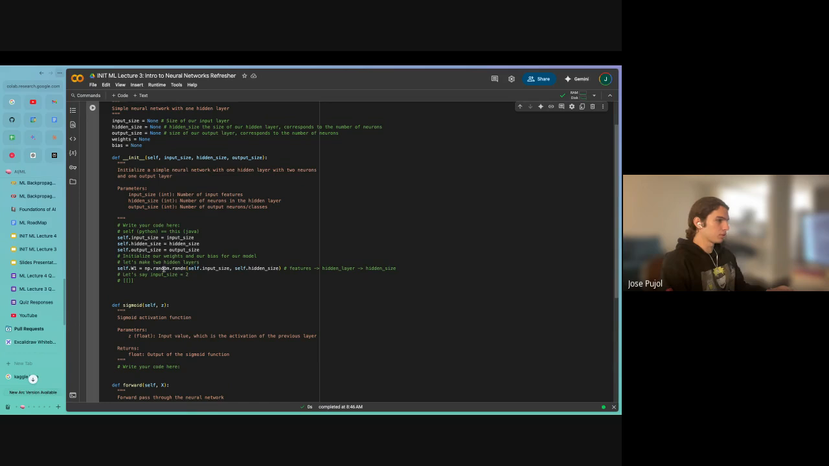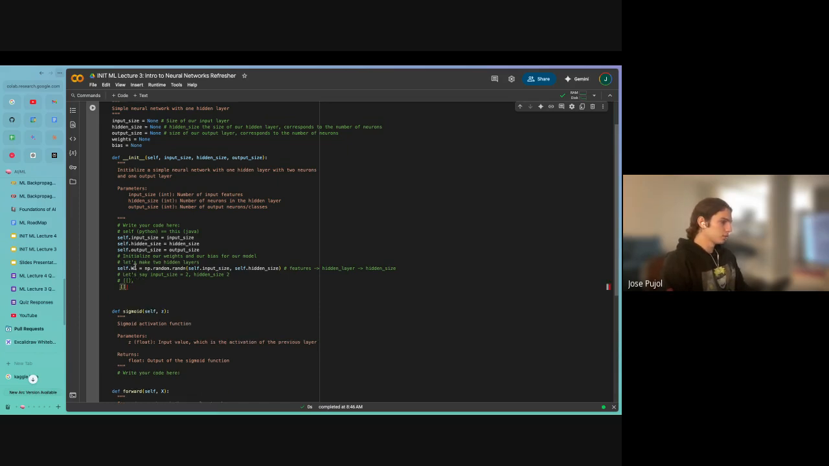np.random.rand, when you do this, it kind of just gives you back a matrix. If I have here input size as 2, and let's say my hidden size is also 2, then this is going to be in this format, where I have, let's just say, 0, 1, and 1, 0.